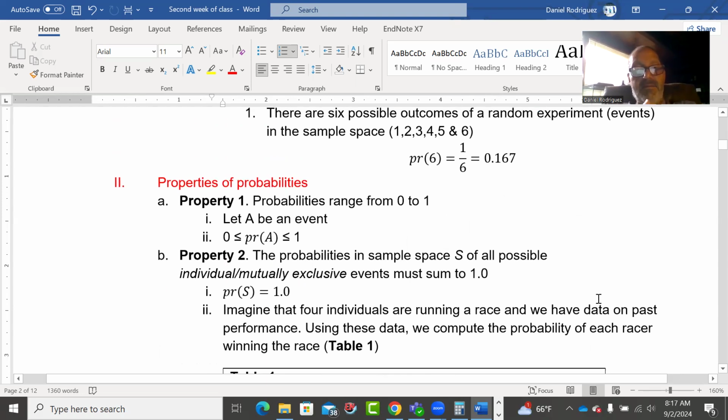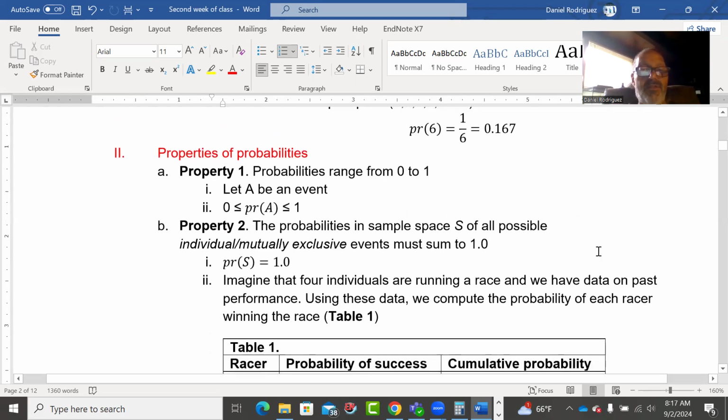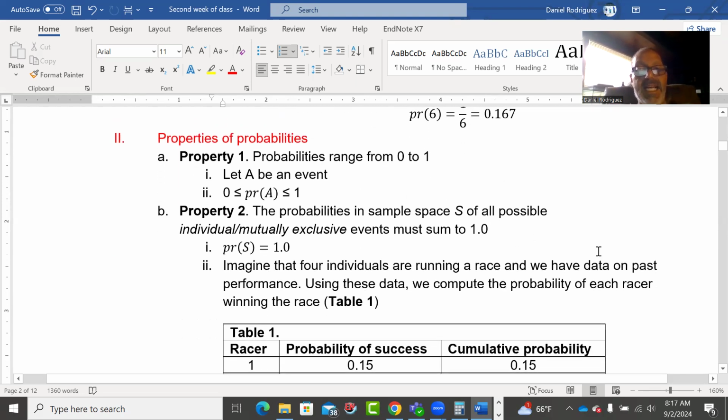Some people call these axioms. Probabilities range from 0 to 1, so they cannot be negative and they cannot be above 1. If you ever see a value that's negative for a probability or above 1, you know there's something wrong there. Property 2 is that probabilities in a sample space S, the sample space of all possible events, all individual mutually exclusive events, must add up to 1. Mutually exclusive means they cannot co-occur, like heads and tails cannot co-occur. So the probability of the sample space always has to be 1.